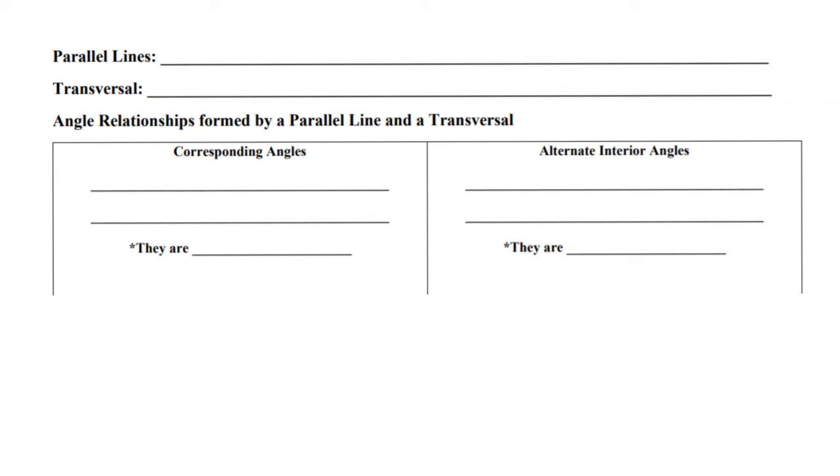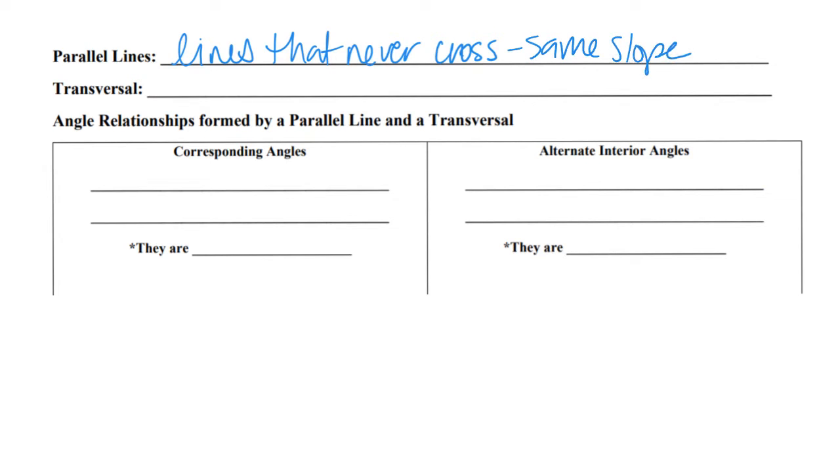All right, well, this lesson is talking about parallel lines and angle relationships. So you've seen parallel lines before. They are lines that never cross. And the reason they never cross is because they have the same slope.